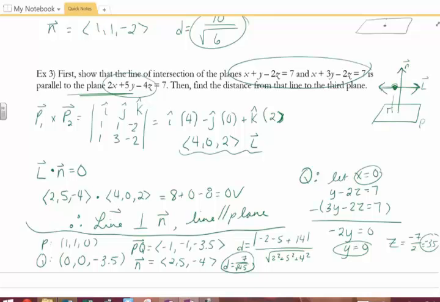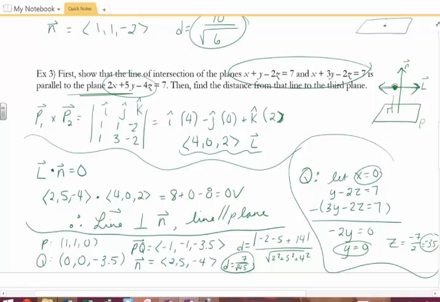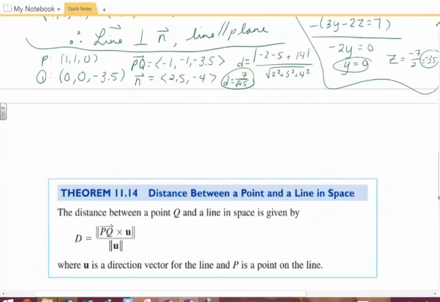But long story short, if I want to find the distance between a line and a plane, I need a point on the line, and I need to find the point on the plane. In order to get the point on the line, I had to find the cross product to get the line's direction vector, and then I had to do that little system of equations over here to find the point on the line. All right, that one took a while.